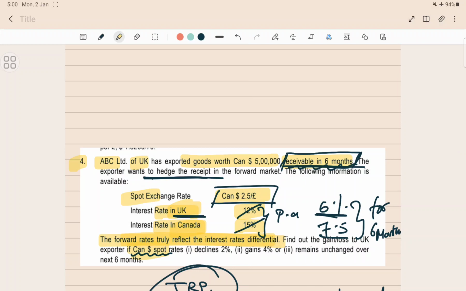So what are they saying is, if the actual Canadian spot rate after 6 months declines by 2%, is there any gain or loss in case you've hedged the contract? What is the final gain or loss? That is what we have to solve.